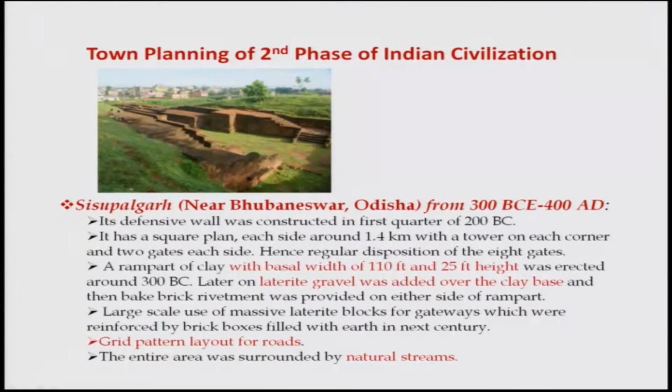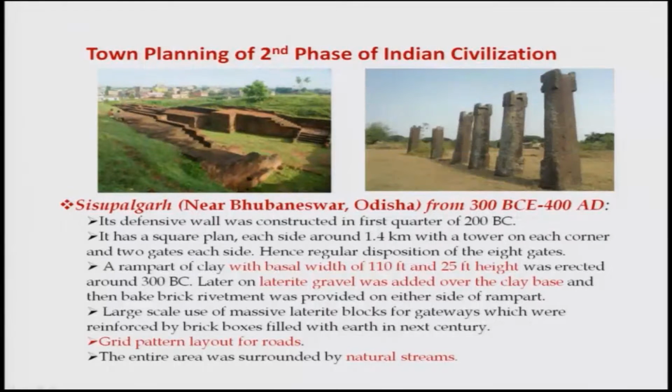This is the picture of some of the remnants, because now this historical site is being taken over by others to build new buildings. Maybe in future, whether the government could protect this important excavation site or not, that is a question. And these are some of the pillars which you can see, and a rampart of clay with a basal width of 110 feet. That means this width was very big. Of course, the height is 25 feet, which is quite high.